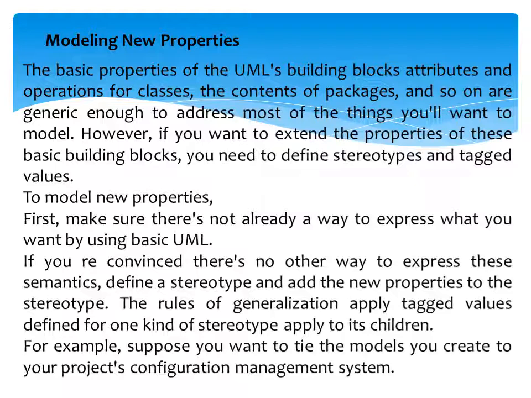To model new properties, first make sure there is not already a way to express what you want by using basic UML. If you are convinced there is no other way to express these semantics, define a stereotype and add the new properties to the stereotype. The rules of generalization apply: tagged values defined for one kind of stereotype apply to its children. For example, suppose you want to tie the models you create to your project's configuration management system.